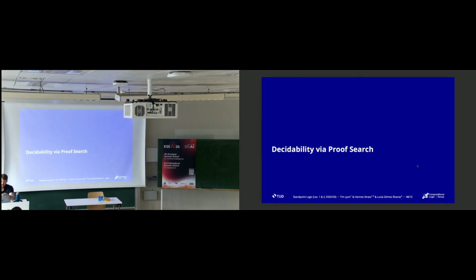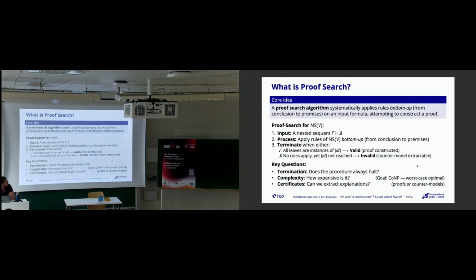Okay, next we are going to discuss decidability of propositional standpoint logic by means of a proof search algorithm. This material is a little bit complicated, but I'll try my best to explain it at a high level. A decision procedure is a type of algorithm that terminates and decides if a formula in a logic is valid or invalid. Or you can also rephrase this as deciding if a formula is satisfiable or unsatisfiable. A proof search algorithm is a special type of decision procedure. There are a lot of different kinds of decision procedures. For example, for classical propositional logic, you can just use truth tables as a decision procedure.